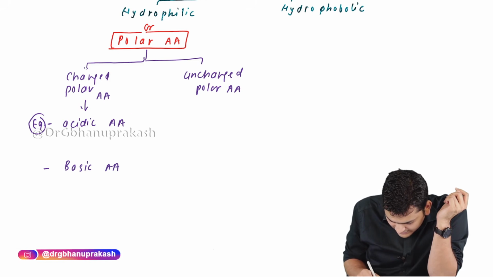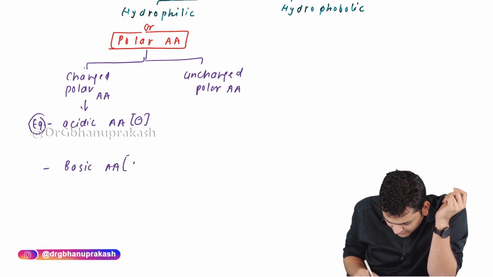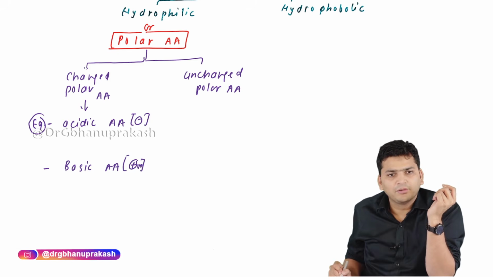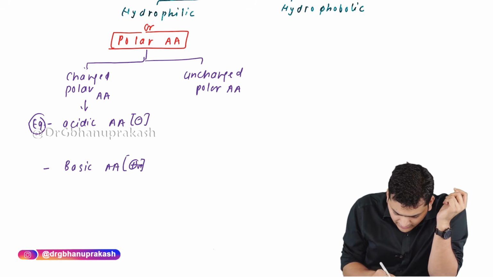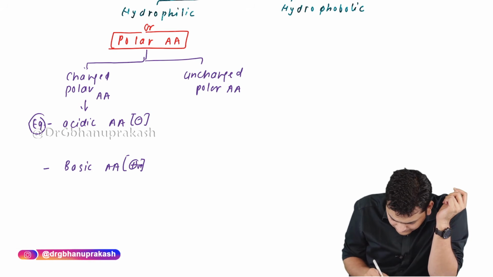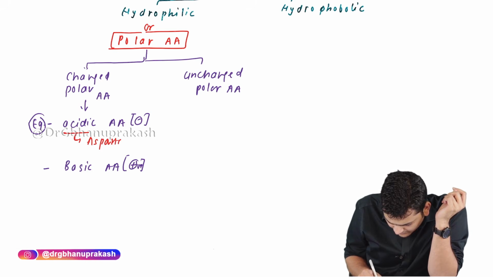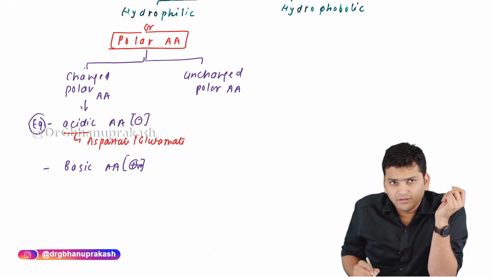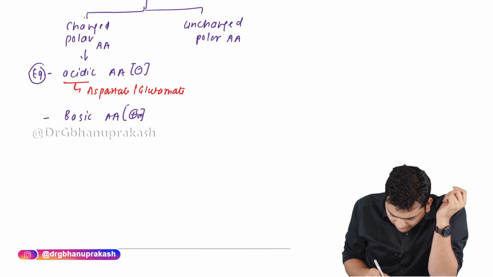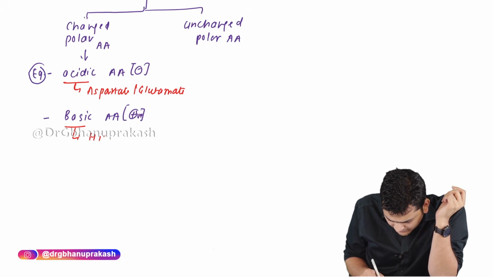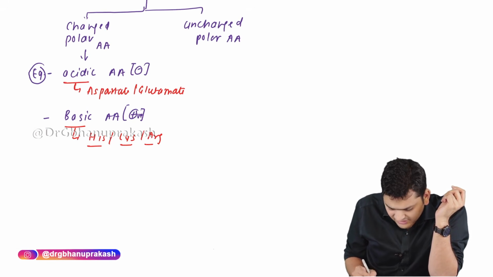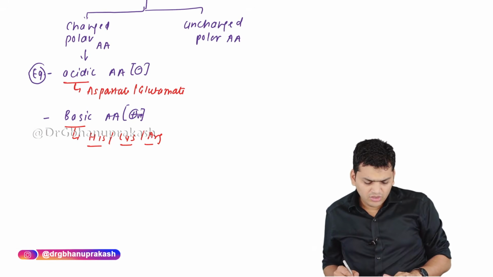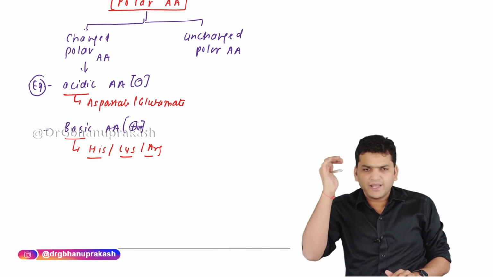Because we know that acid has a negative charge, whereas the bases have a positive charge. The acidic amino acids, we know, are aspartate and glutamate. The basic amino acids, we have written that the mnemonic was his last urge. So histidine, lysine, arginine, they are the basic amino acids. So charged polar, if they say, it is going to be acid and base.